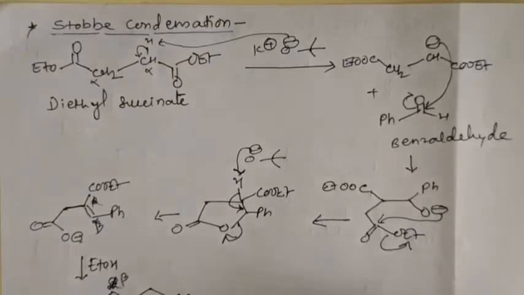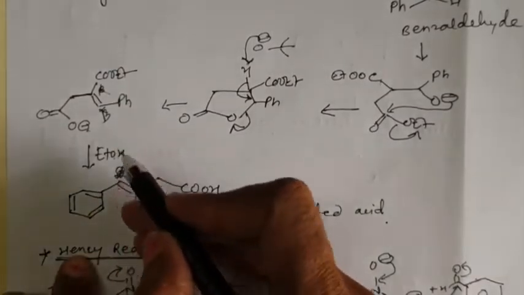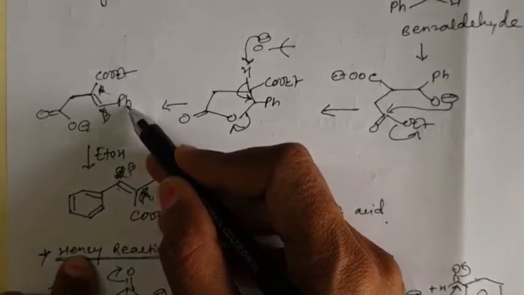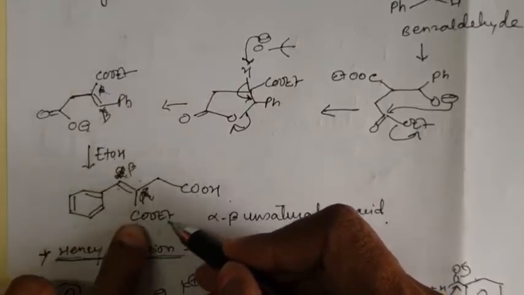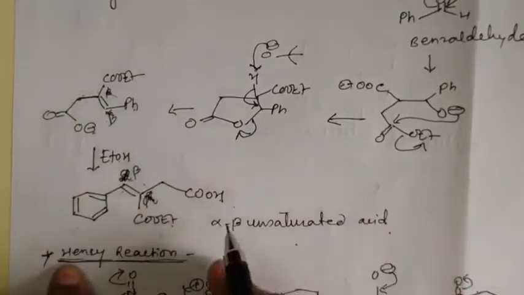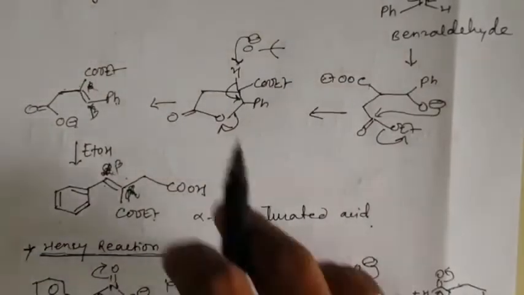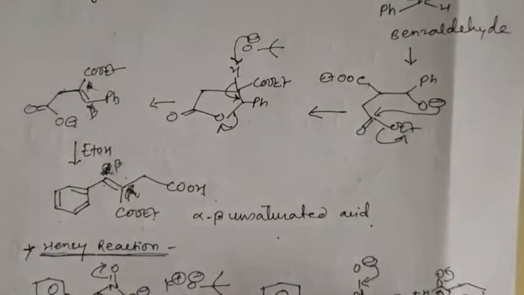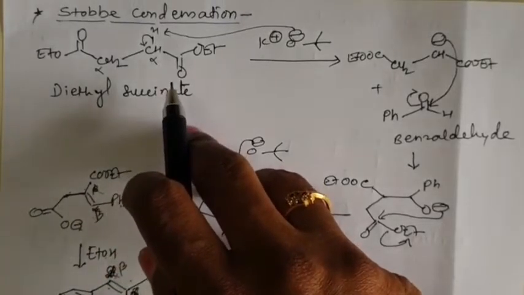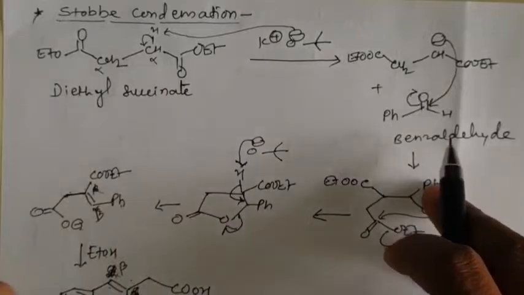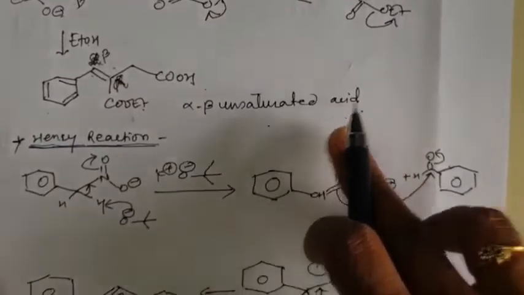This is the alpha beta unsaturated acid, with the benzene attached to the beta carbon, which is attached to the alpha carbon. The alpha carbon is attached to COOEt. This is CH2 and COOH. So we get the alpha beta unsaturated acid as the product. This overall condensation reaction is called the Stobbe condensation reaction. In this reaction we are using the diethyl succinate molecule. We generate the carbanion in diethyl succinate, which reacts with the benzaldehyde molecule, and the product is an alpha beta unsaturated acid.